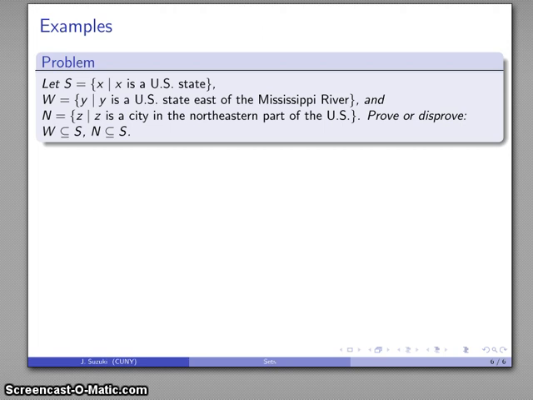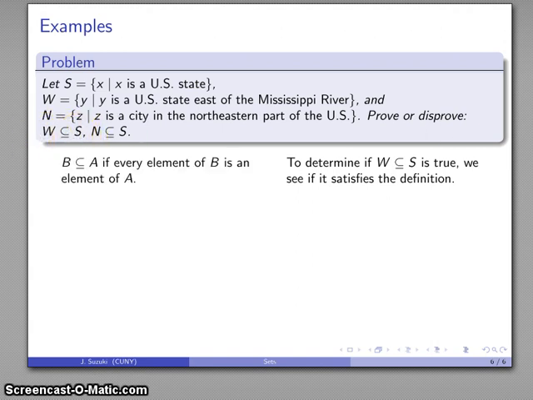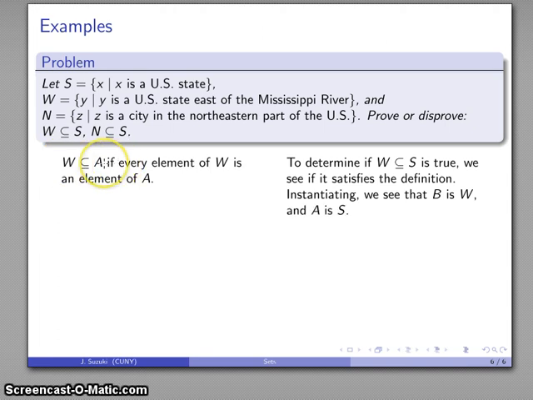Now again, part of the reason for proof in mathematics is that it reminds us of stuff that we have already learned or we should learn. So in this particular case, to determine if W is a subset of S, I can go back to see what the definition of subset is. B is a subset of A if everything in B is also an element of A. I want to determine if W is a subset of S, so I'll instantiate. I'll put W in the right place, I'll put S in the right place. W is a subset of S if every element of W is also an element of S. Let's see if that's true.